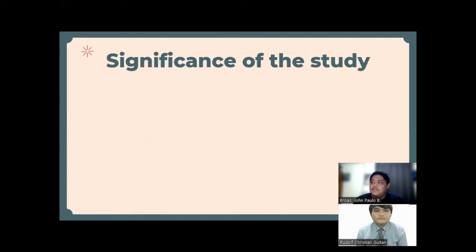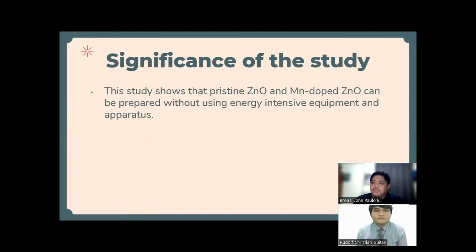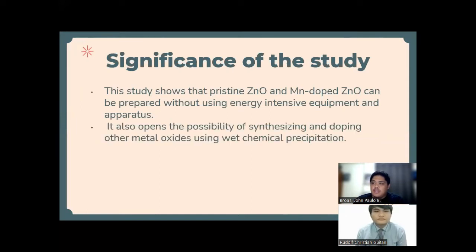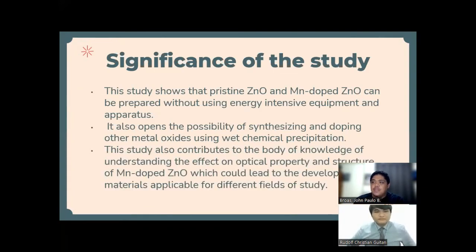Now, for the significance of the study, this study shows that pristine zinc oxide and manganese-doped zinc oxide can be prepared without using energy-intensive equipment and apparatus. It also opens the possibility of synthesizing and doping other metal oxides using wet chemical precipitation. This study also contributes to the body of knowledge of understanding the optical and structural effects of manganese-doped zinc oxide, which could lead to the development of materials applicable to different fields of study.